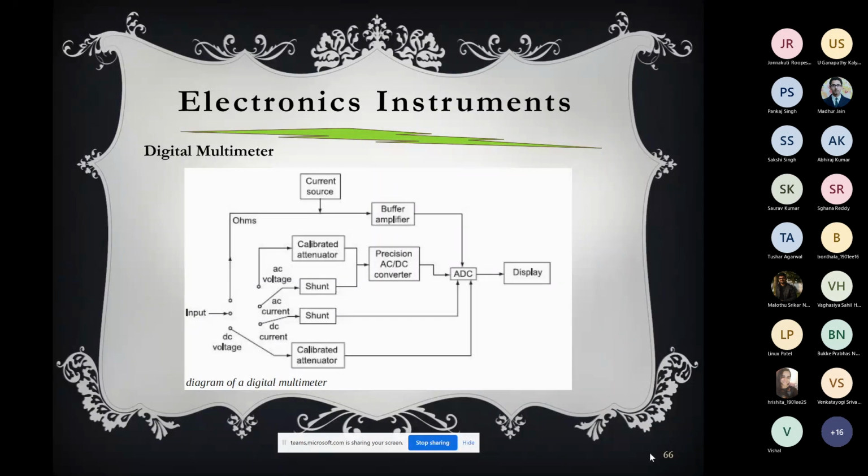So for measuring the voltage, you have to connect it in parallel. To measure the current, you have to make it in series so that the whole current passes through the digital multimeter. Same principle as an ammeter. So now you see the input can be resistance, input can be DC voltage, input can be DC current, input can be AC current, input can be AC voltage.